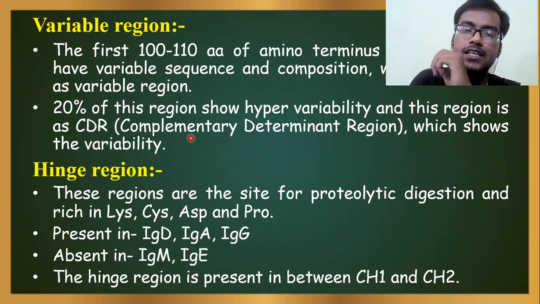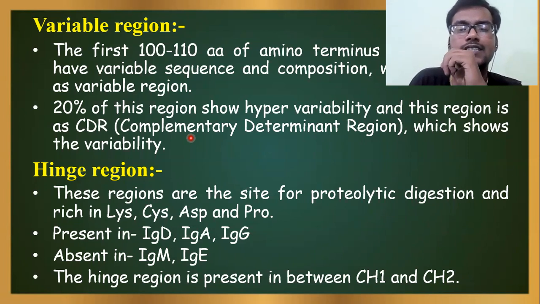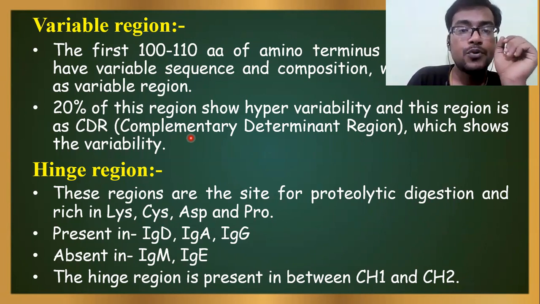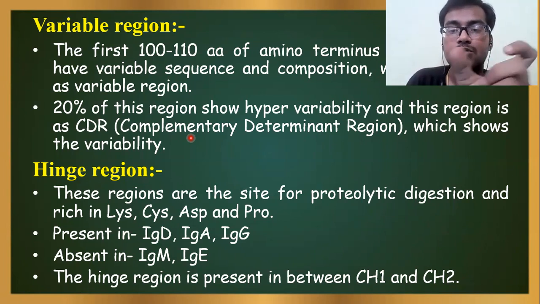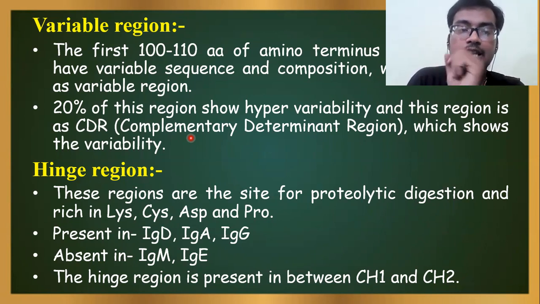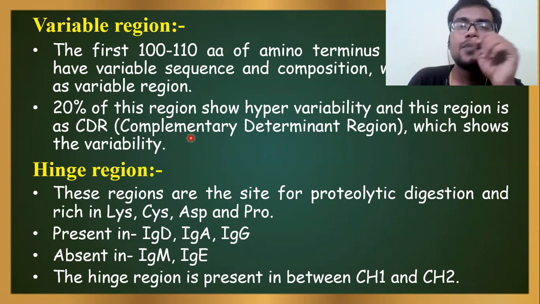The hinge region is the region where proteolytic digestion occurs. Proteolytic digestion means where protein degradation occurs. The enzymes involved in protein degradation are known as proteases. These proteases degrade the protein, and that is known as proteolytic digestion. This hinge region is rich in lysine, cysteine, aspartic acid, and proline amino acids.